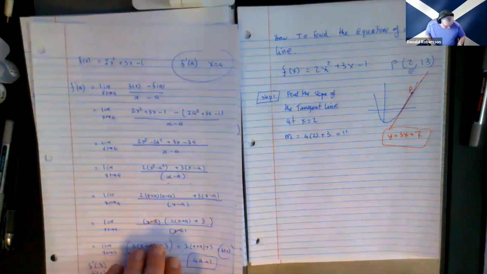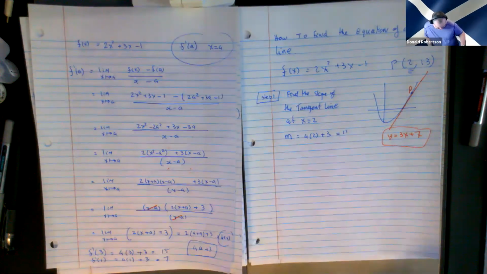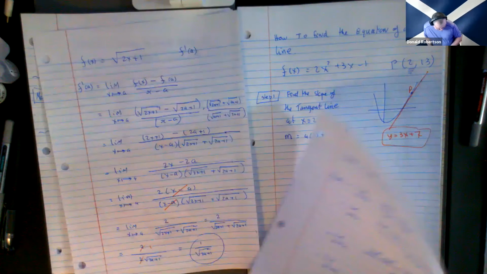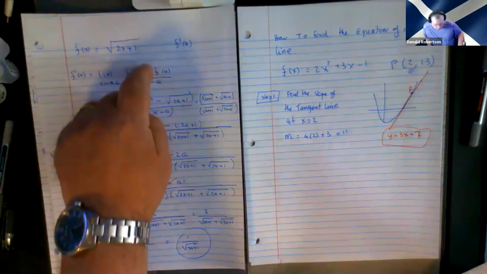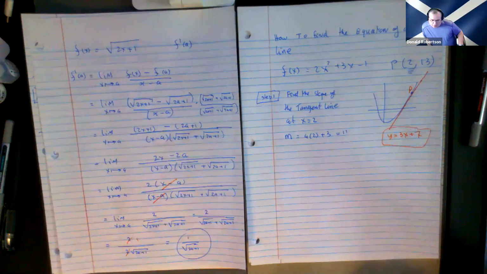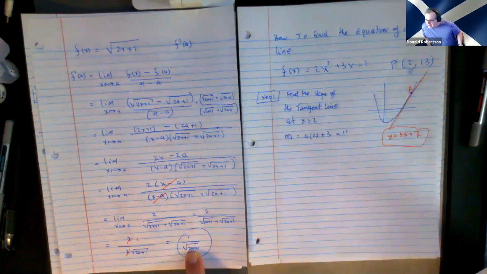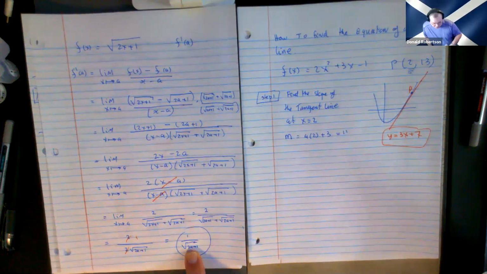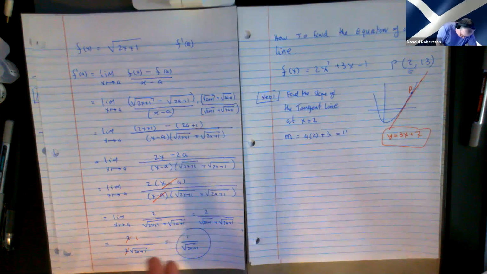If it was the square root one, see if it was this one here, and you wanted to find the slope of the tangent line at 2, wouldn't you just plug it in here and you'd get, well, the slope would be 1 over root 5. Kind of ugly answer, but that would be the slope. That's step 1.